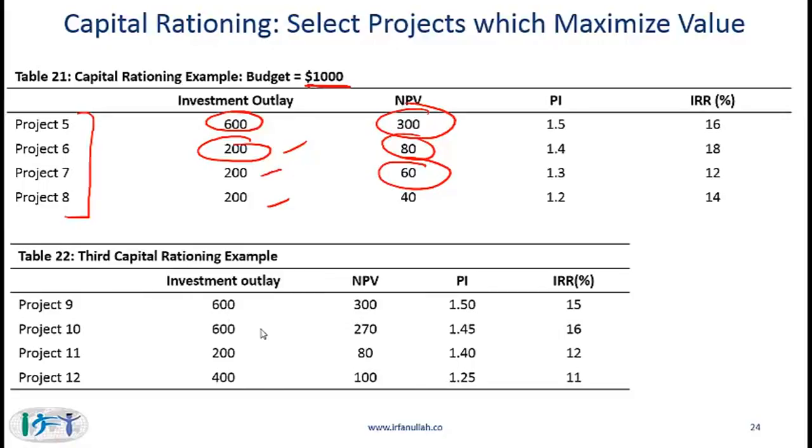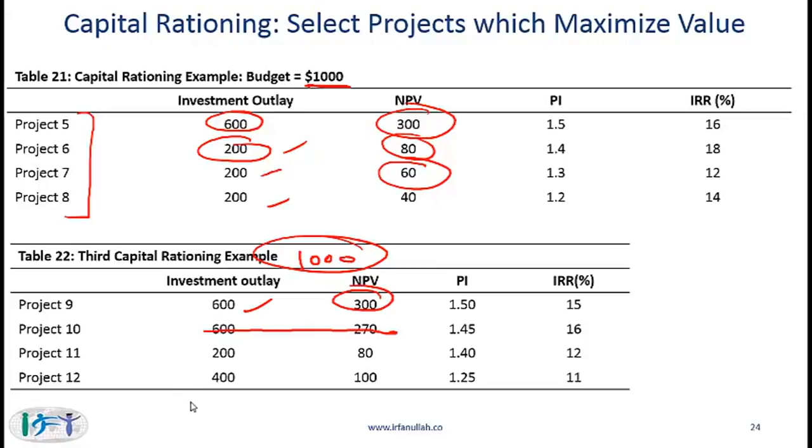The projects are not divisible. You do project 9. Clearly that makes sense. It has a high NPV. Can you do project 10? You cannot because you blow your budget. So that is not possible. You still have the same budget constraint.